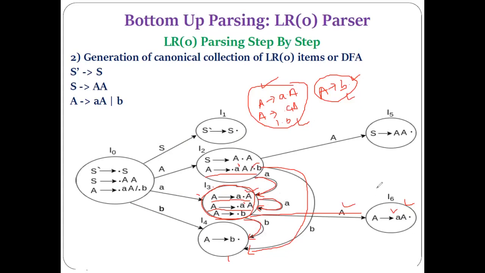Okay, so how many states have we got here? We have got 6 states, and we have got the final item in the I4 state, but this state is generated because of the augmented grammar. This final item we have got because of the augmented grammar. So we have to focus on the 3 final items that we have got, that is the I4, I5 and the I6. Okay, we have to focus on these 3 final items.